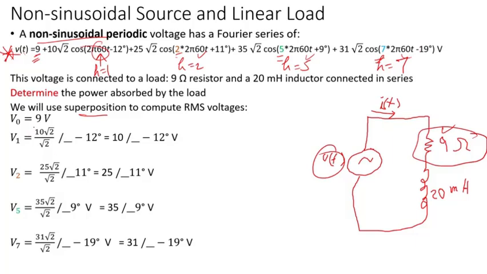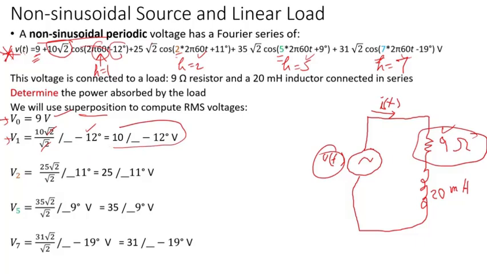The voltage at n equals 0, or DC, is just 9 volts. I don't have to do anything. V1, at H equals 1, is this term here, but because this is a peak, we need the RMS, so I need to divide that by root 2. That's what I'm doing here, and the angle is negative 12. So that's what I wrote here: basically 10 volts with an angle of negative 12.